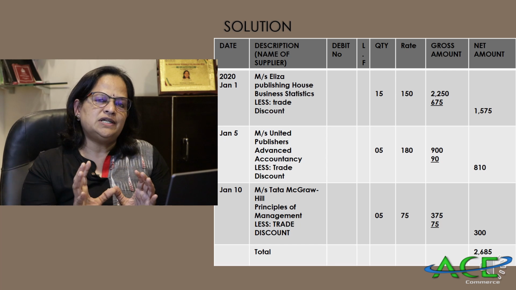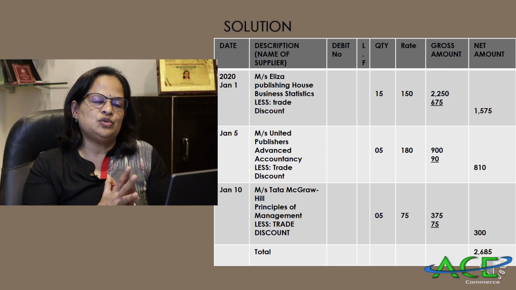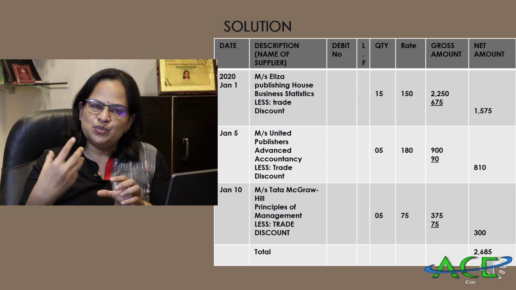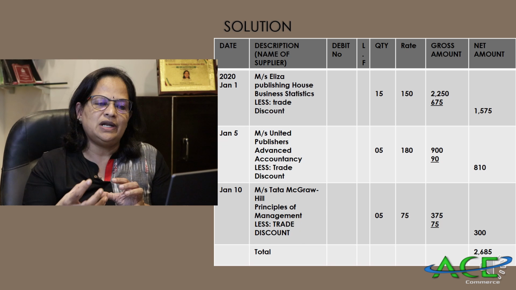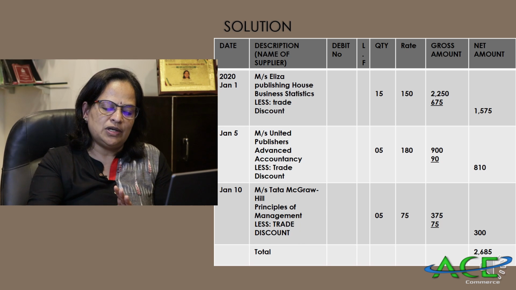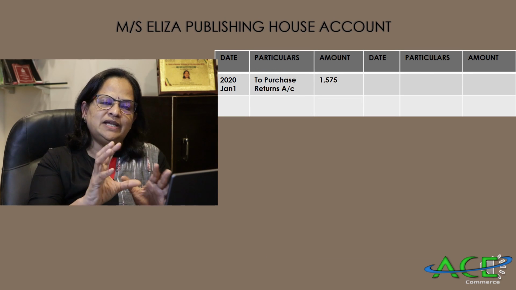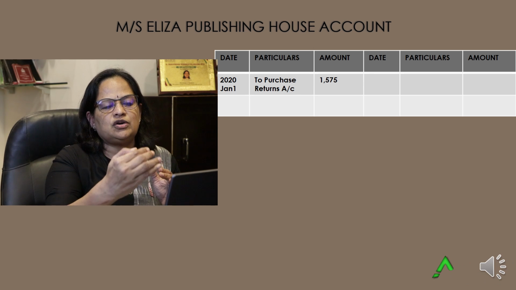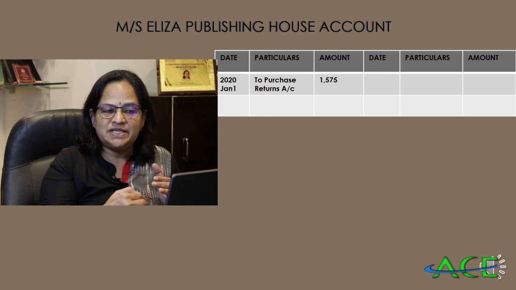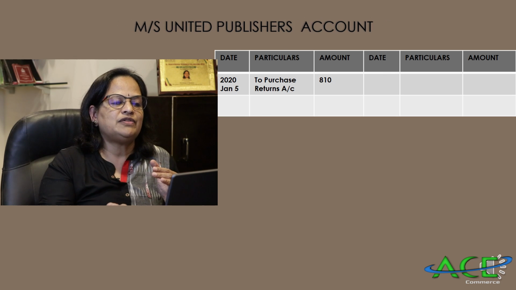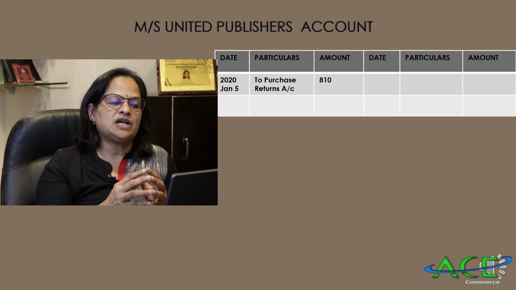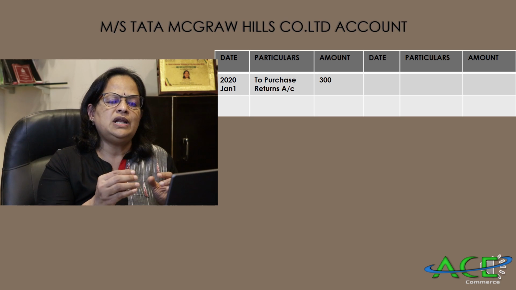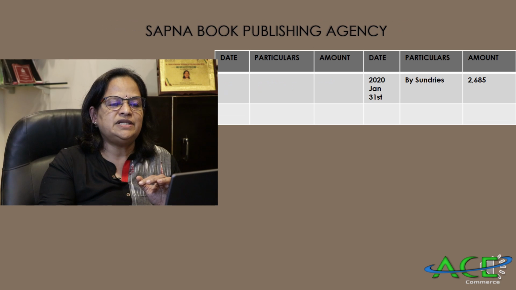Now you have not learned ledger, but I can show you the postings also, because I told you from subsidiary books we are posting it into the ledger. So next module when I'll explain ledger, it will be more clear, but now just I'm showing how it will appear in the ledger. So we have to write 3 suppliers account. So here you have to remember Elisa Publishing House account to purchase returns. So we are debiting that item 1,575. Next is United Publishers account to purchase returns 810. Next is Tata McGraw-Hill, 300 rupees is the purchase returns.